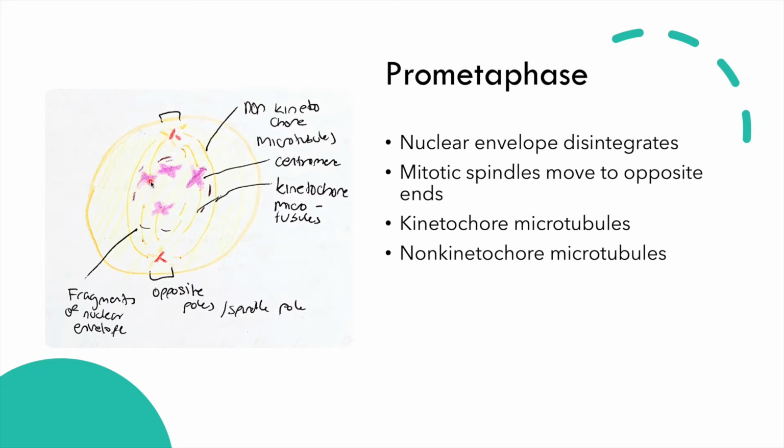Some microtubules attach to the kinetochores of chromosomes. These microtubules are called kinetochore microtubules. Non-kinetochore microtubules do not attach to chromosomes and end up overlapping with microtubules from the other side of the cell. This elongates the cell. Microtubules lengthen or shorten by adding or removing tubulin protein.